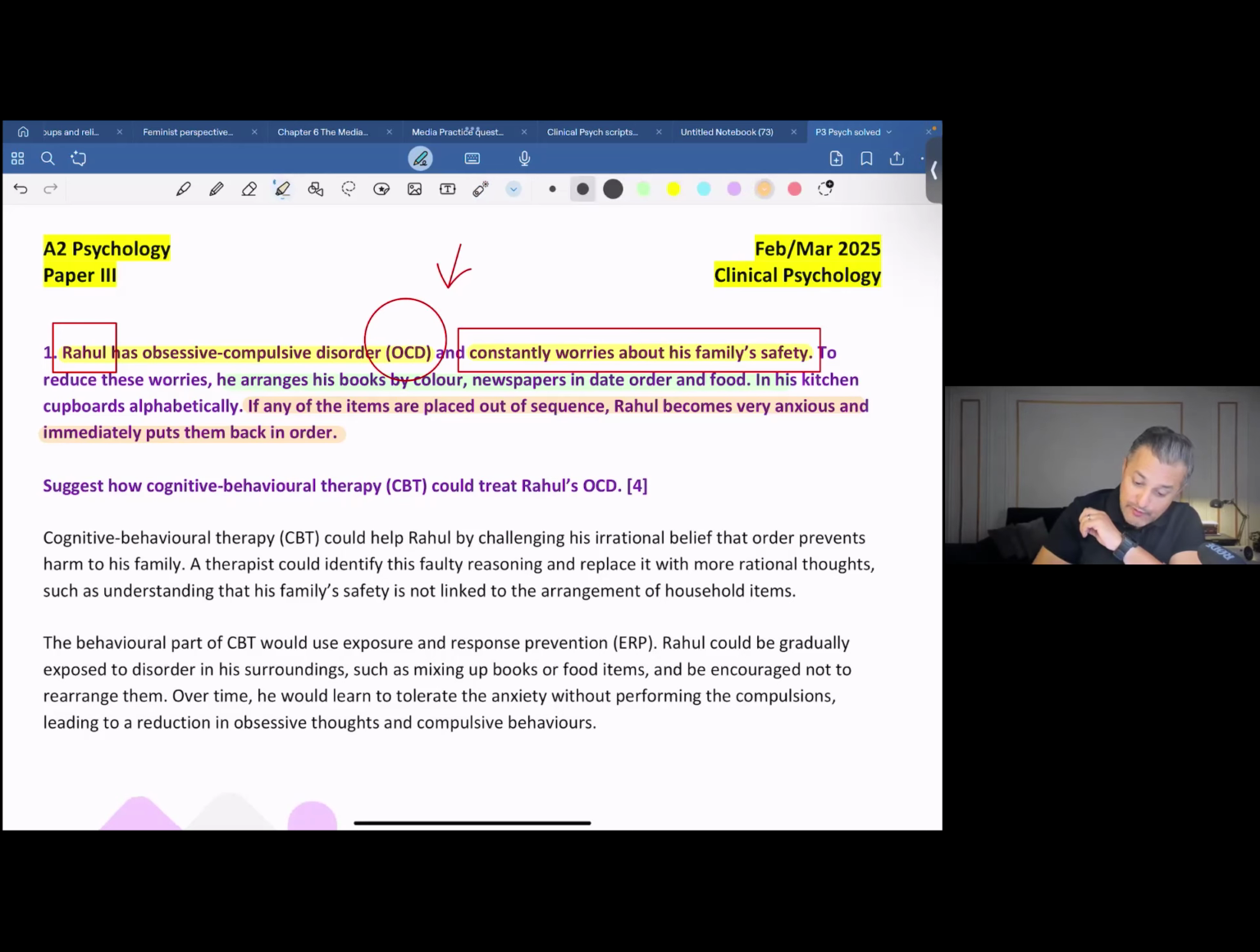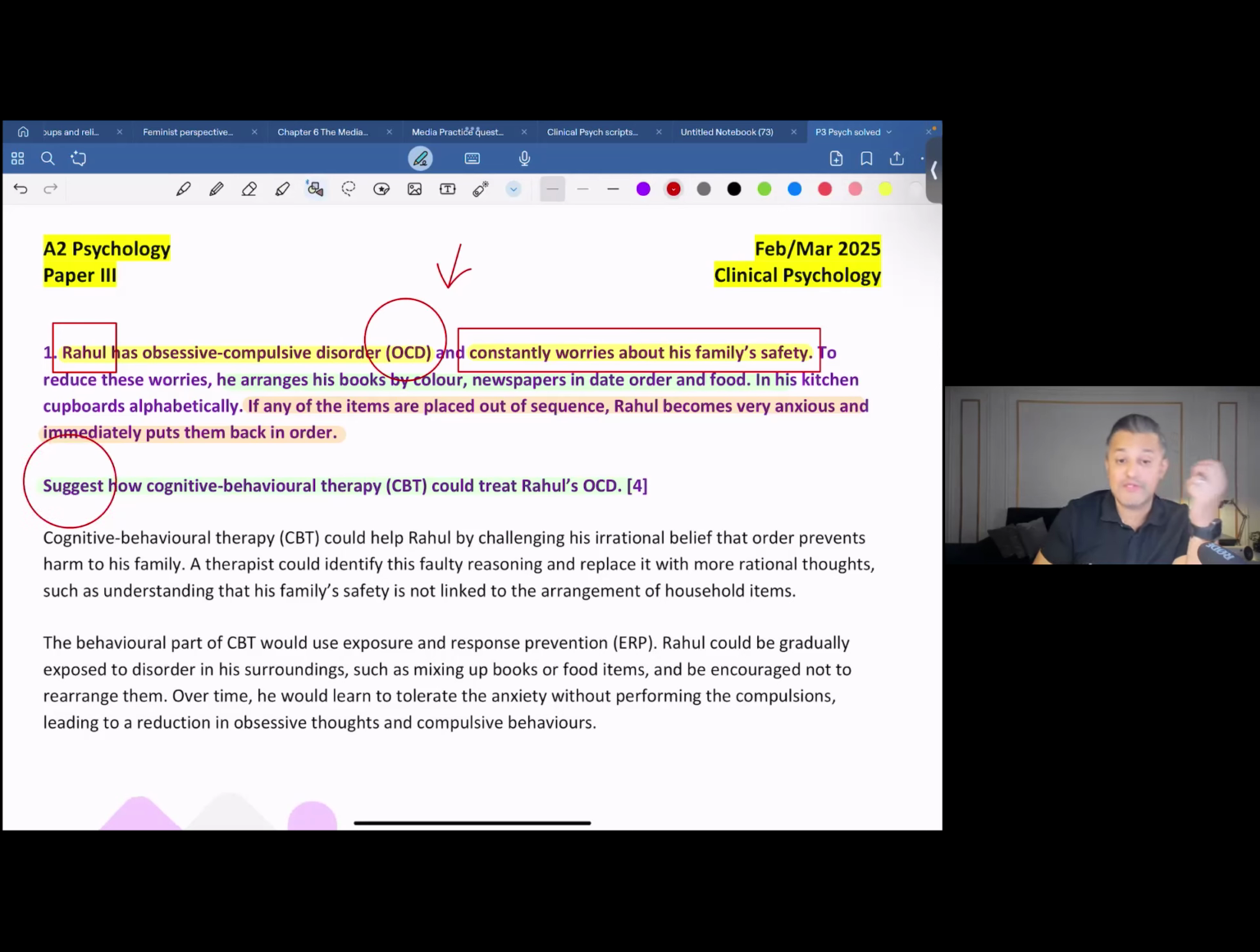Now, quickly moving on to the question, I'll try not to take very long today. Suggest how cognitive behavioral therapy could treat Rahul's OCD. See, your psychological knowledge on this unit, obsessive compulsive disorder, is essential. Remember when I said that. But at the same time, it is very important that you know how to apply that knowledge, right? Now, they're asking you for a suggestion.